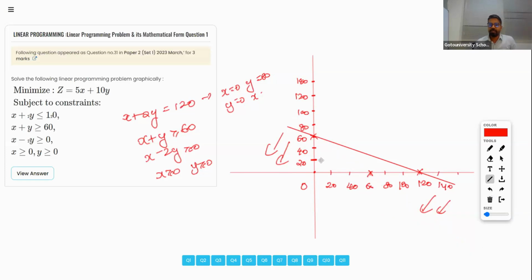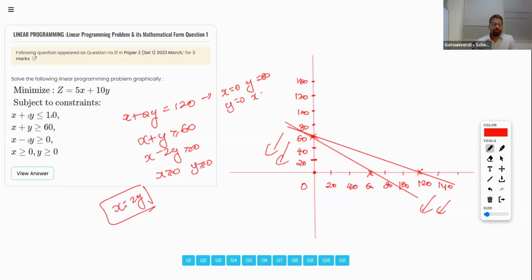Yes. This is how it is. So it goes through 60, 0. Let me name them clearly. Now another one we have is x minus 2y greater than or equal to 0. So where is x minus 2y greater than or equal to 0? x is equal to 2y. So x is equal to 2y has to go through the origin, right?